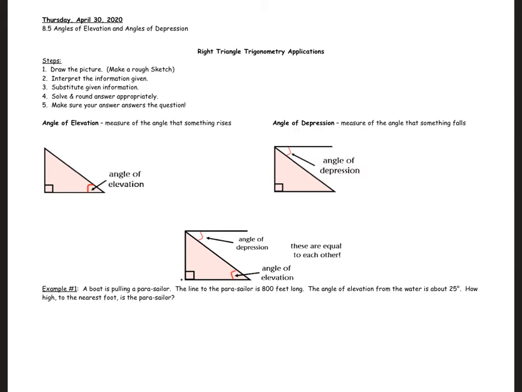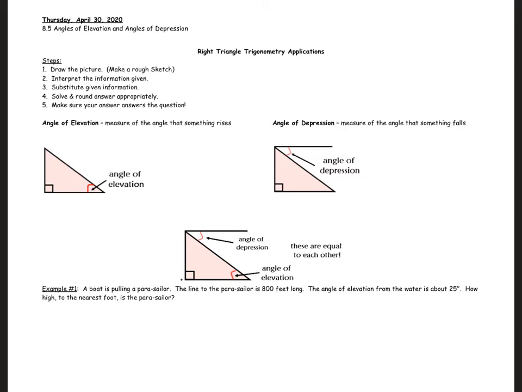The angle of depression is the measure of an angle that something falls. So maybe you're looking up here and you have to look below. This could be what I call my horizontal line of sight, and you have to look below to find the angle that something is falling. So again, for the angle of elevation, maybe this is my horizontal line, and I have to lift my head up to find something that rises.